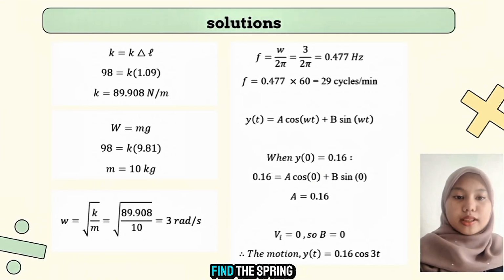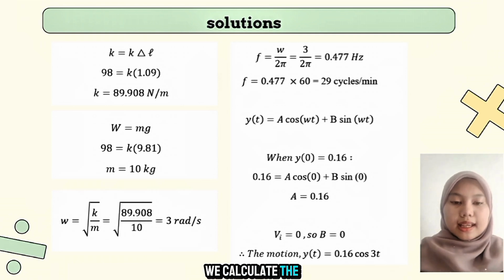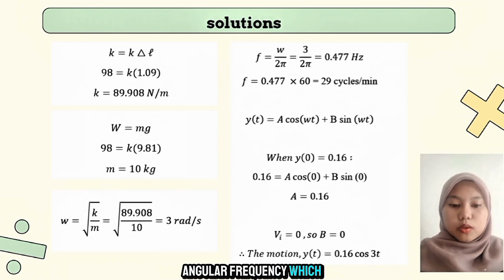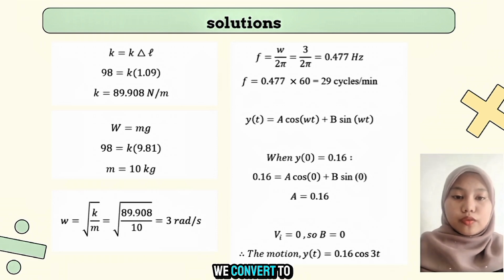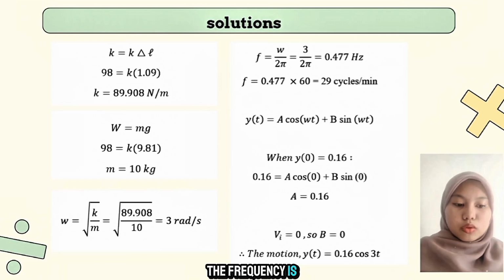First, we find the spring constant. So the spring constant is 89.91 Newton per meter. After that, we find the mass, which is 10 kilogram. We calculate the angular frequency, omega. The omega is 3 radian per second. We convert to cycles per minute, which gives a frequency of 29 cycles per minute.